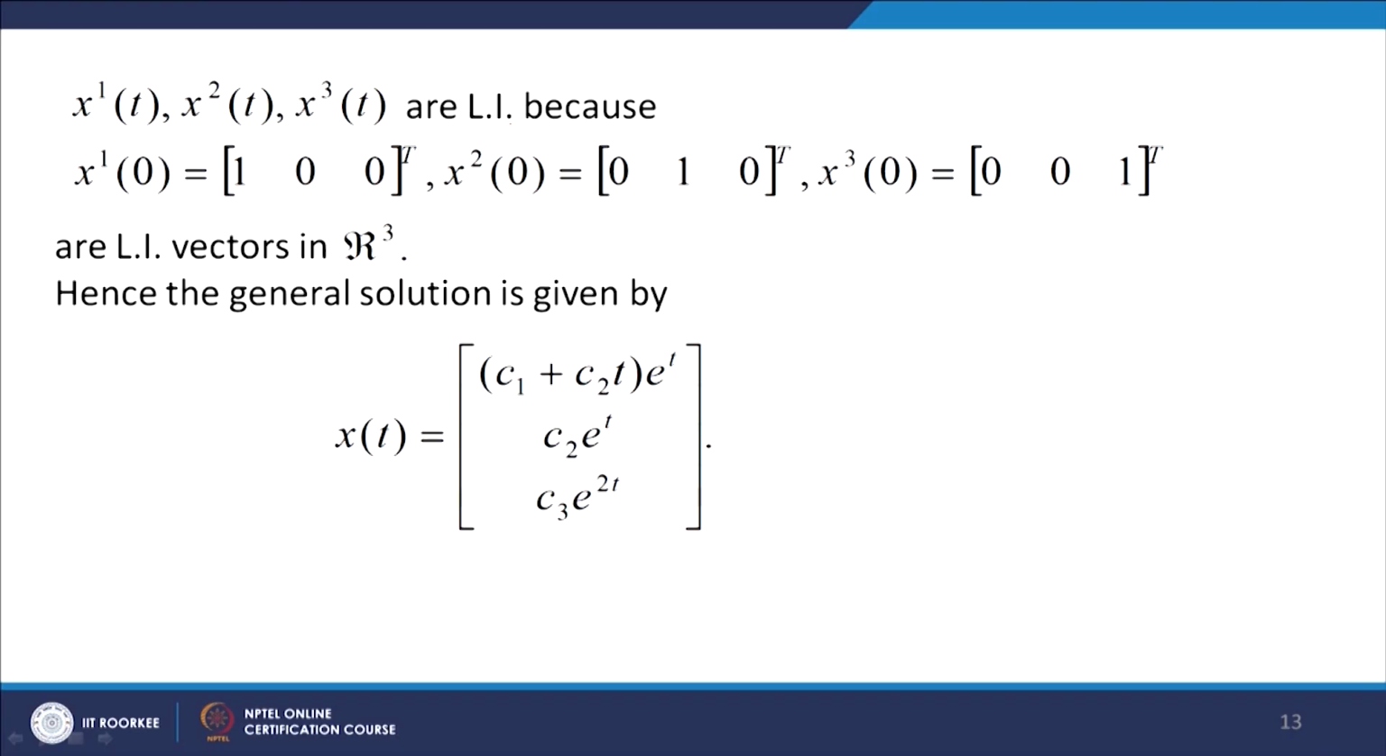Now, the general solution we can write: x(t) equal to c1 times x1(t) plus c2 times x2(t) plus c3 times x3(t), and when you add the 3 column vectors, what you get is this column vector. Okay. So, this is the general solution of the given vector differential equation.